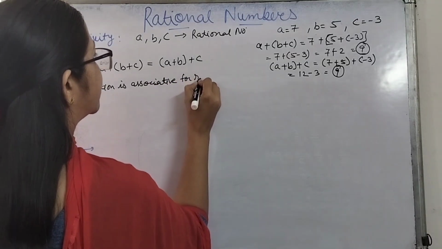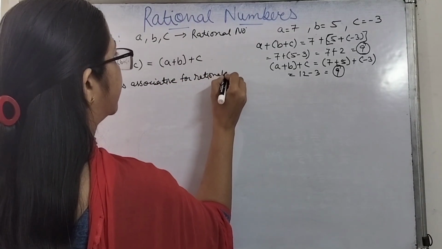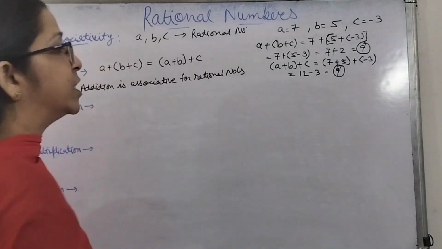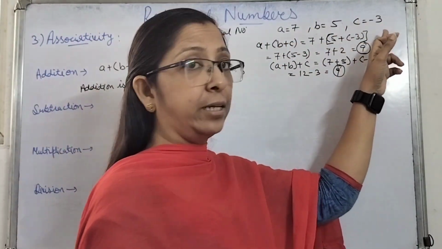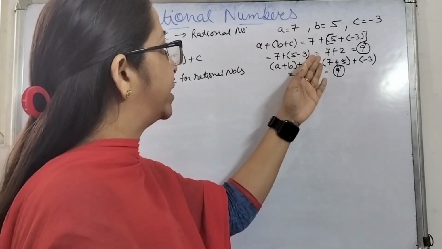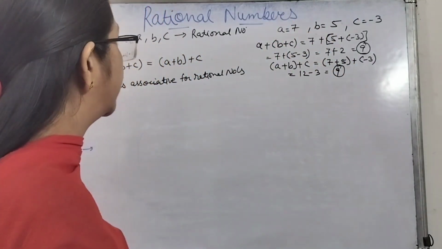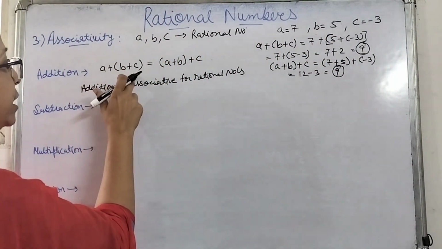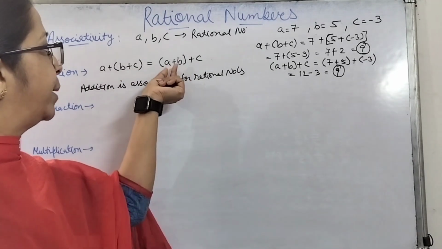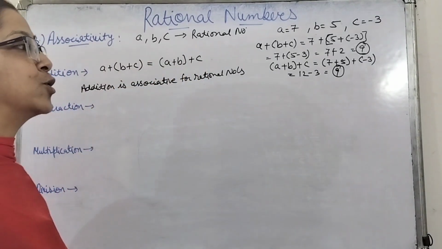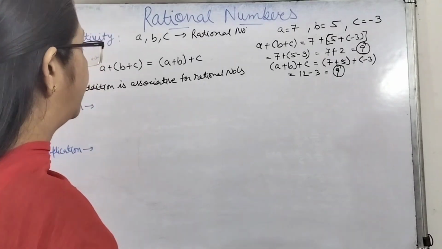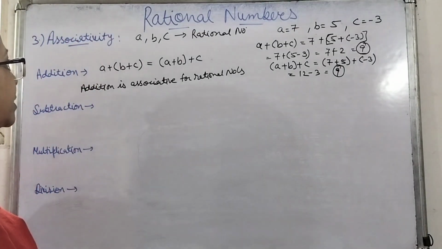for rational numbers. Whatsoever the rational numbers we will be taking, whatsoever the values of A, B and C, for each and every condition, A plus (B plus C) will be equivalent to (A plus B) plus C. So we will say that addition is associative for rational numbers. Now let's check for subtraction.